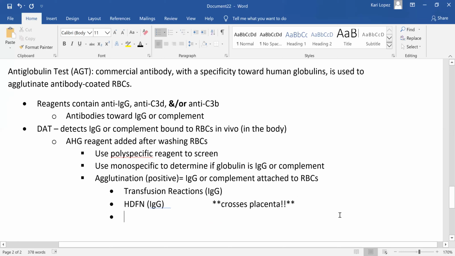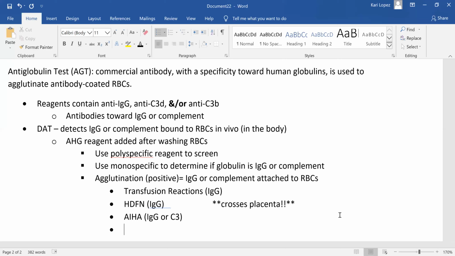Then you've got autoimmune hemolytic anemia. So autoimmune hemolytic anemia can either be IgG or your C3. And then another example is your CHD, which stands for cold hemagglutinin disease, and that one will be complement.